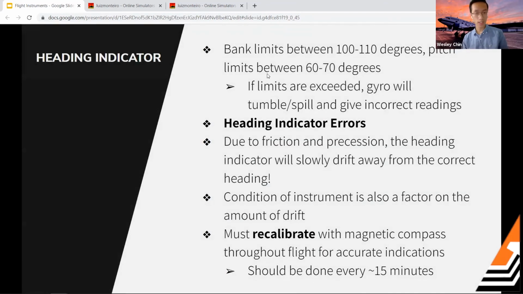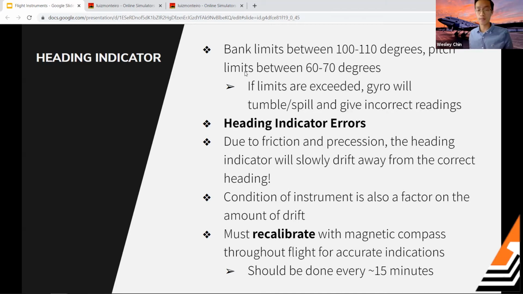All right, so very similar limits: the same limits with the pitch and bank. And if you exceed those, the gyro is going to spill and you're going to have incorrect readings. But the primary error with the heading indicator is precession. Due to friction and precession, as we've all seen, the heading indicator will slowly drift away from your correct heading. Another factor in the amount of drift is going to be the condition of the instrument.